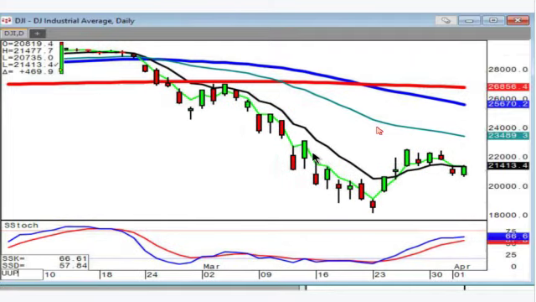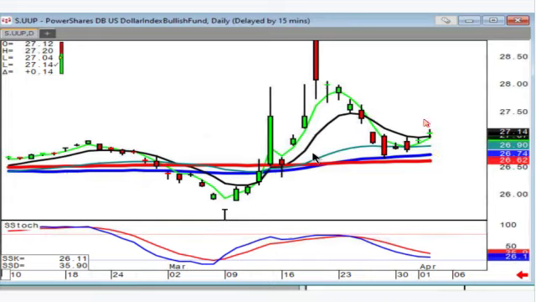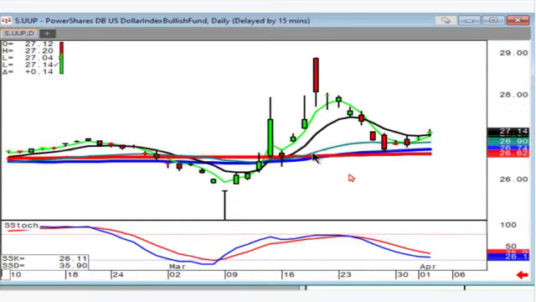So this is the dollar. It's coming back up. Yeah, I guess the dollar's backed off. But right now it looks like the dollar is starting to head back up again.